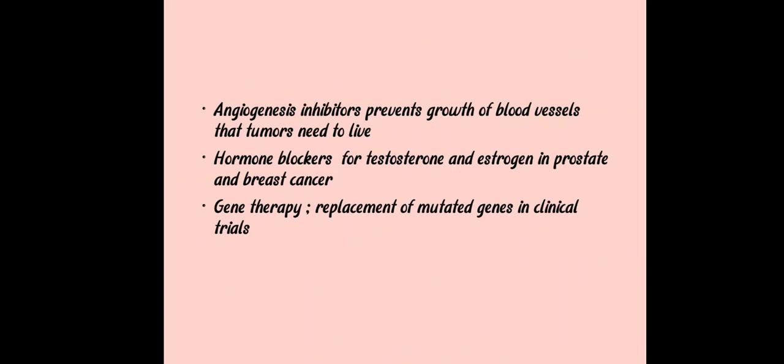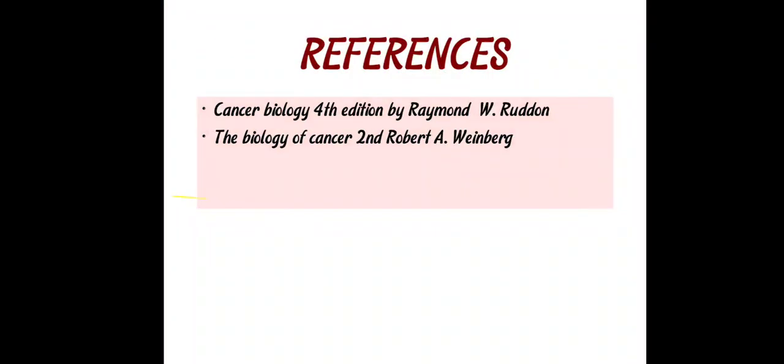Then gene therapy, replacement of the mutated gene, is in clinical trials. Mutations in tumor suppressor genes and oncogenes can be corrected by a corrected copy of the gene, either inside the body or outside the body, and then they are transferred back to the body, and that is called gene therapy.